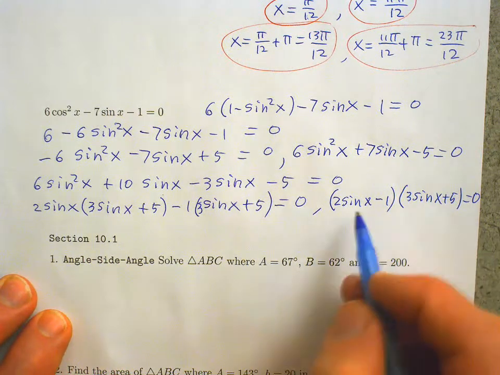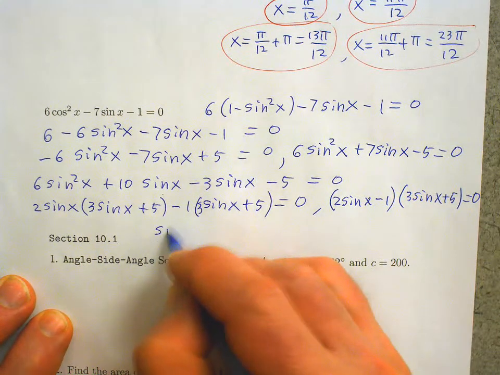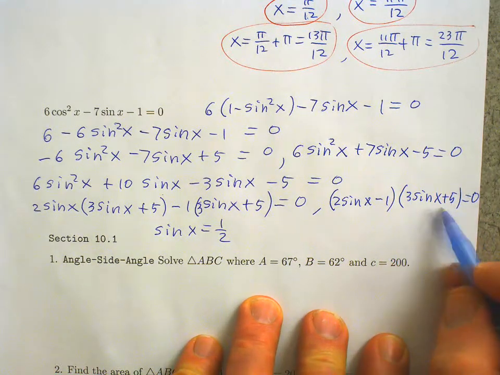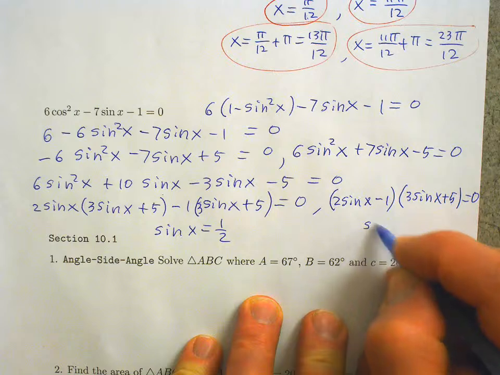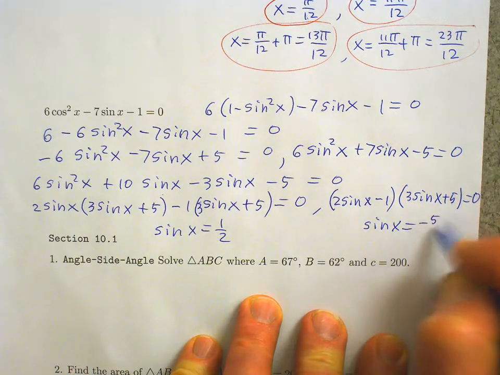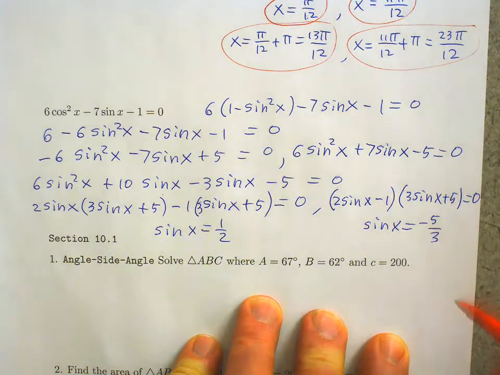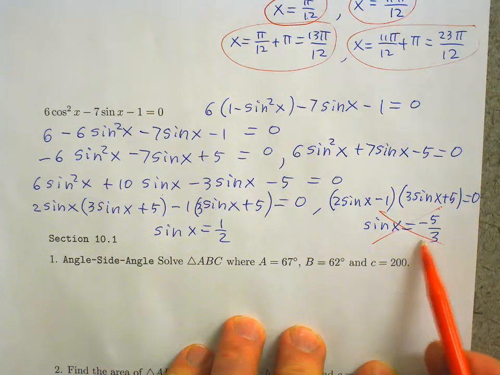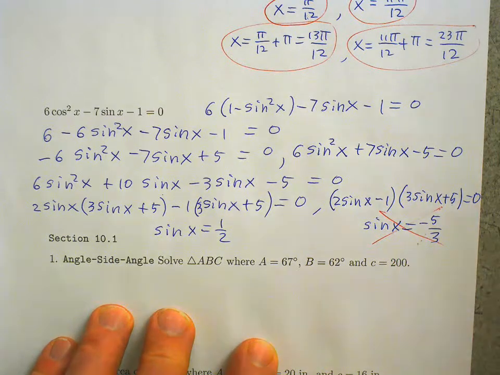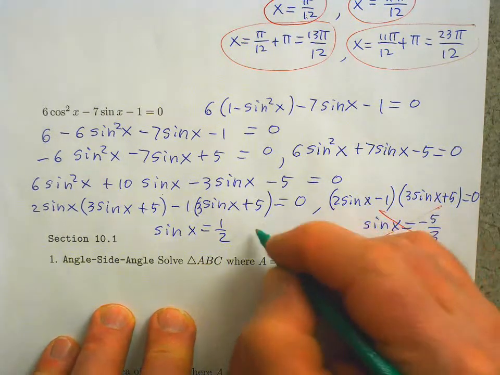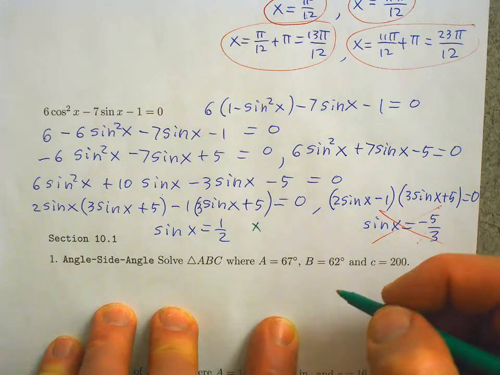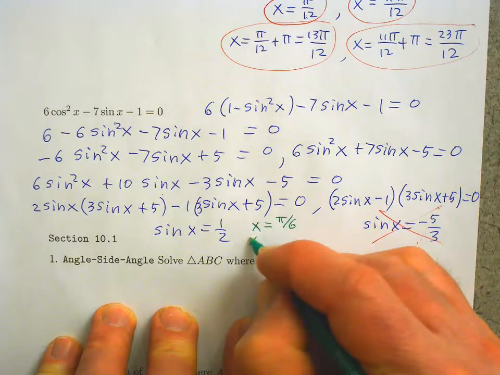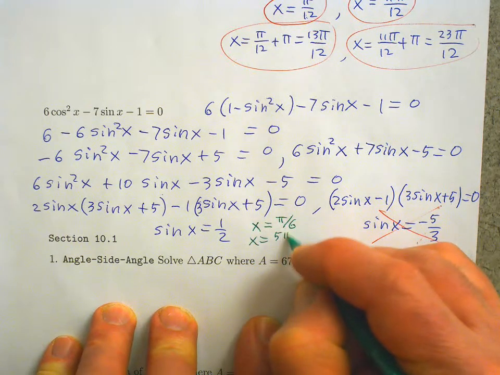Set each factor equal to 0. This equation, we get sine of x equals 1/2. The other one, when we solve that for sine of x, we get sine of x equals -5/3. But sine of x can never be equal to a number smaller than -1, so we get no solution from this one. And then sine of x equals 1/2 has two solutions between 0 and 2 pi. So x is pi over 6 is one of the solutions, and the other one is 5 pi over 6.